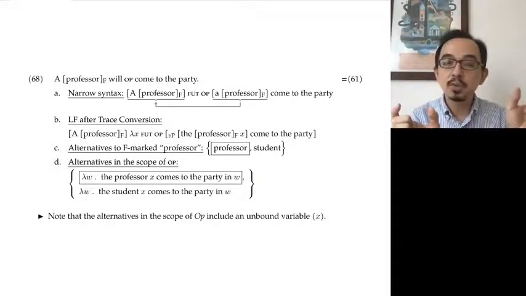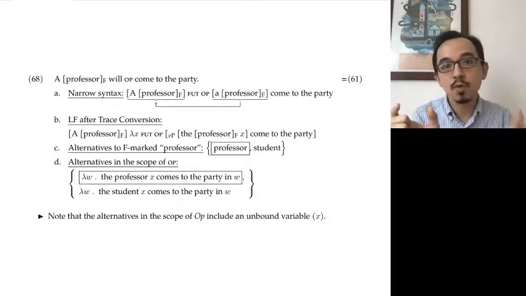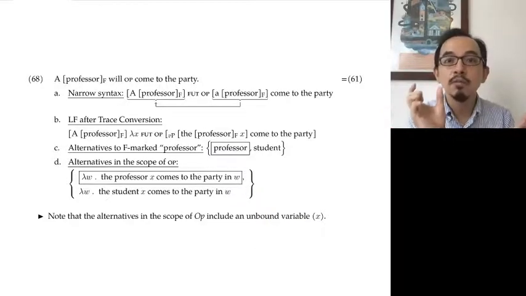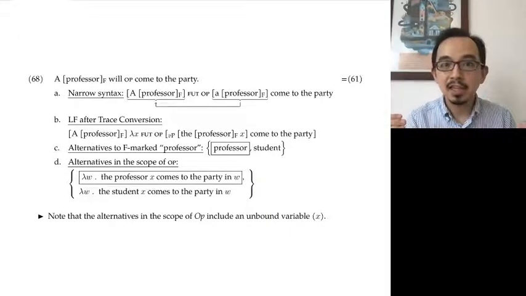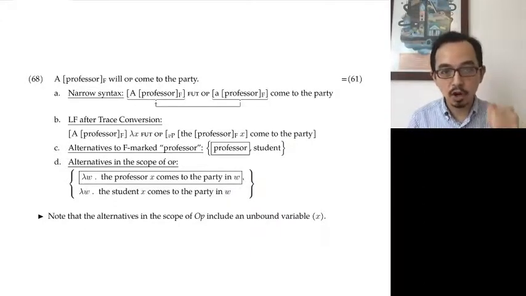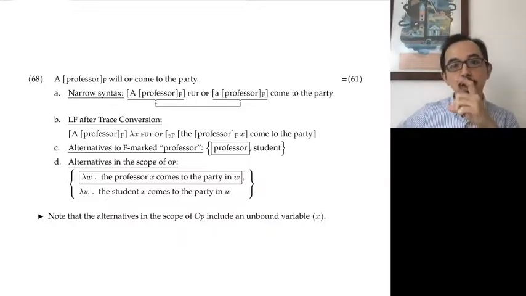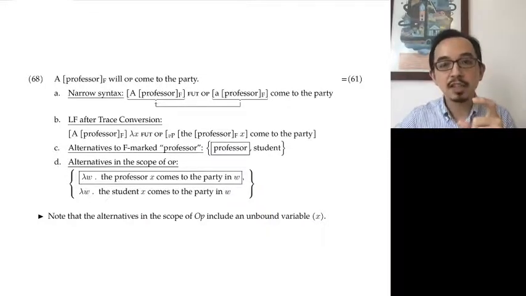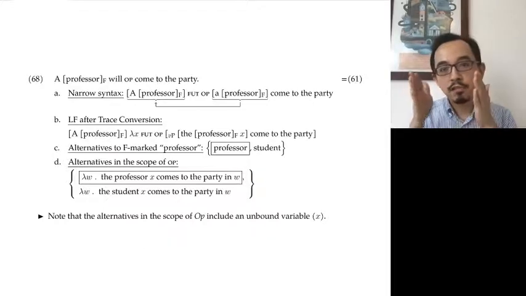The higher F marked position, we know it's F marked because that's where we actually pronounce focus. The lower F marked position is going to be important actually for the interpretation of focus particles in backwards association. If we take this structure in 68A and then at LF we apply trace conversion to the lower copy, we end up with the representation a professor, lambda x, and then focus particle, that operator, and then lower we have the professor x come to the party with focus on professor.